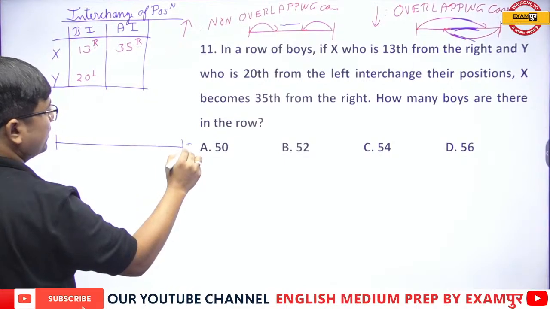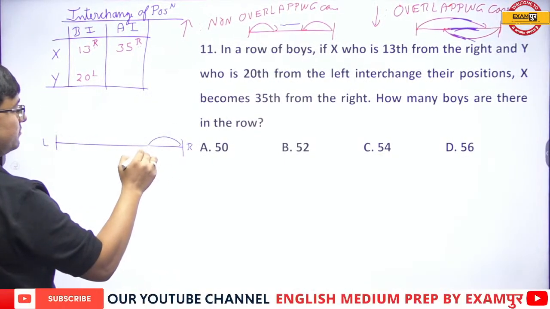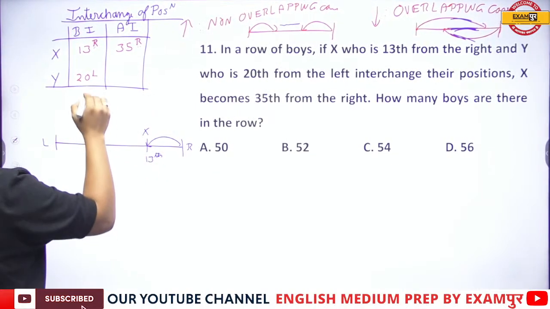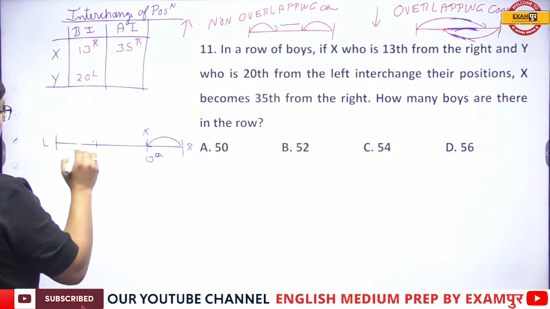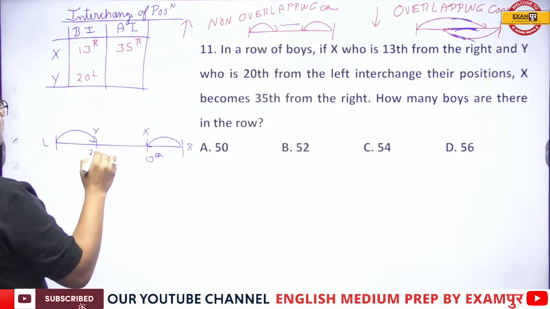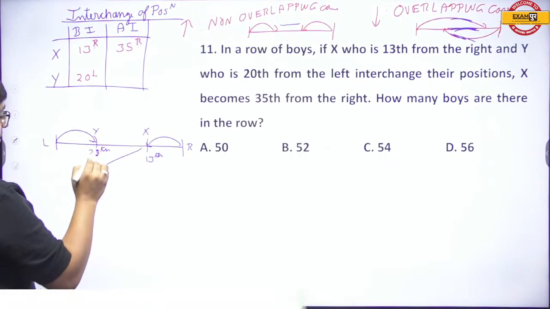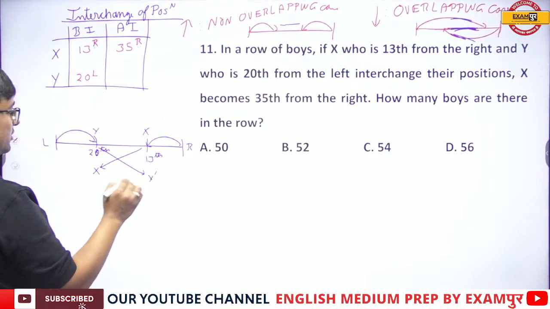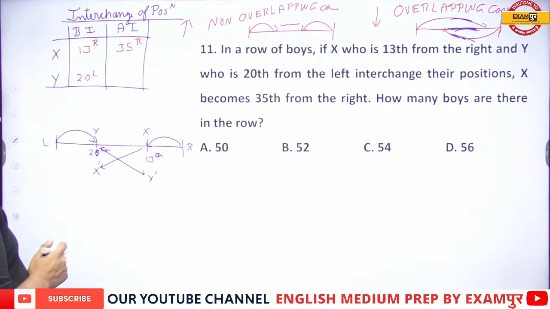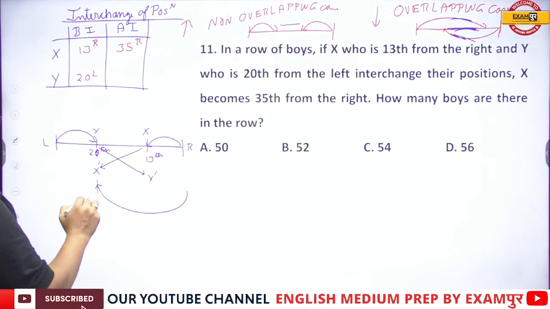This is the right end, this is the left end. This is X. X is 13th from the right. This is Y. And Y is 20th from the left. But now when they interchange their positions, X comes over here and Y comes over here. This is the new position. When they interchange, X becomes 35th from the right.